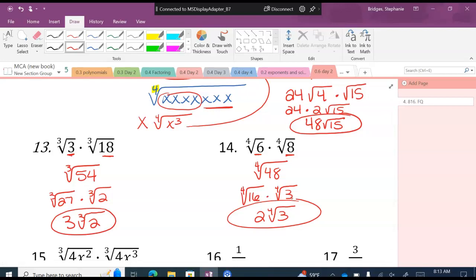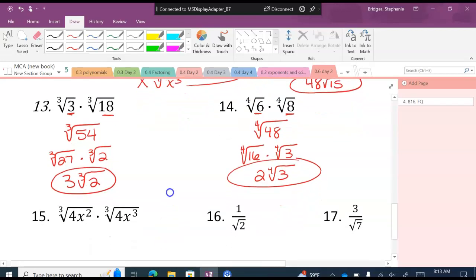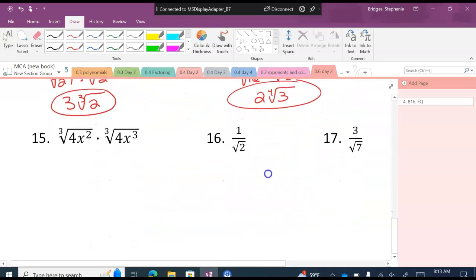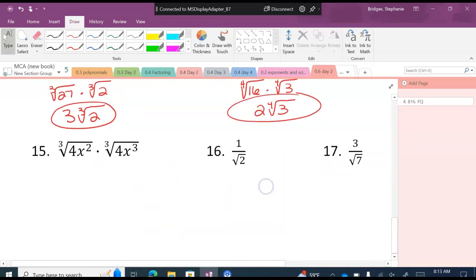You're kind of okay there. All right. I want you to try 15, and then we're going to have to do 16 and 17 together. Okay, try 15. I don't have any numbers out front. I want the cube root of 4x squared times the cube root of 4x to the 4th.